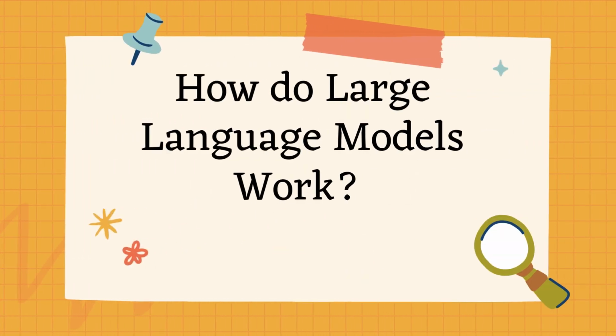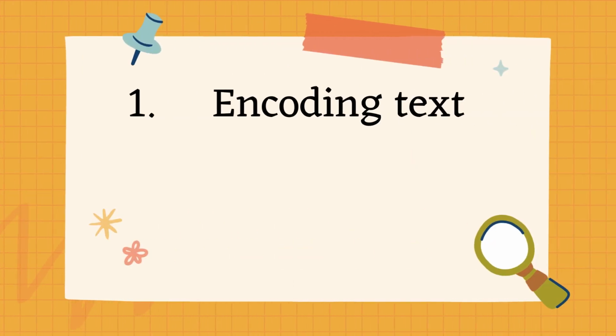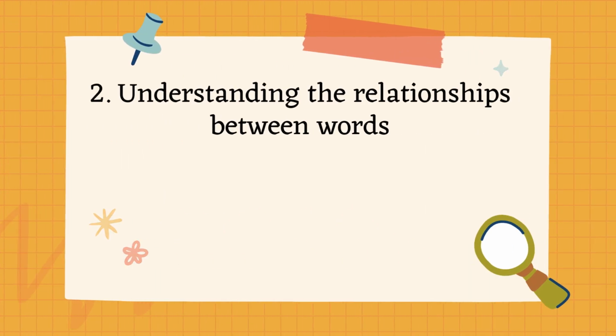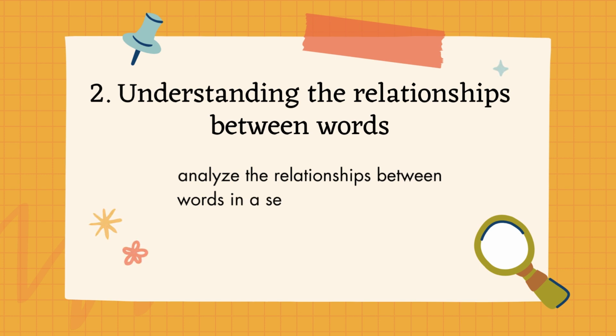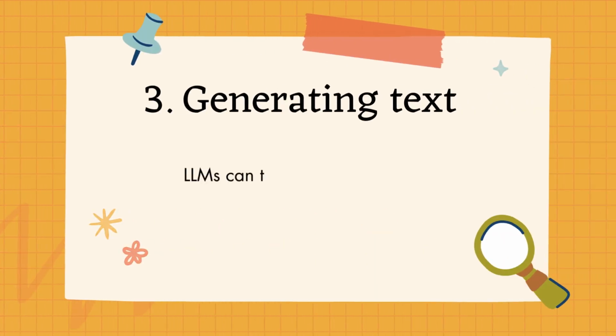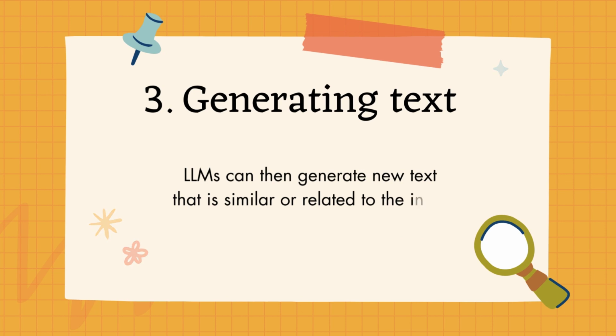How do large language models work? LLMs are complex, but they basically work by, 1. Encoding text. This involves breaking down the text into its component parts, such as words and phrases, and then representing them in a way that the computer can understand. 2. Understanding the relationships between words. LLMs use a variety of techniques to analyze the relationships between words in a sentence or paragraph. This helps them to understand the meaning of the text. 3. Generating text. Based on their understanding of the text, LLMs can then generate new text that is similar or related to the input text.